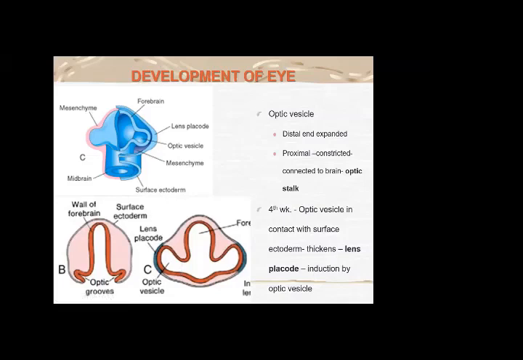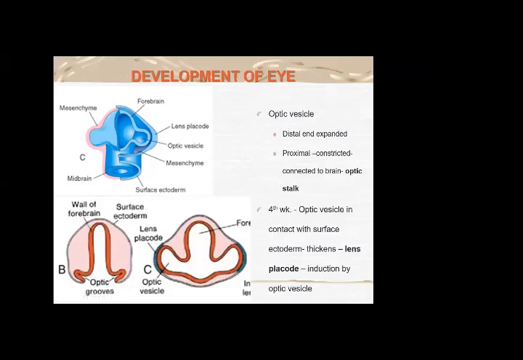Now, by the end of the 4th week, the optic vesicle comes in contact with the surface ectoderm. This is the surface ectoderm. So as the optic vesicle expands, the distal end of this optic vesicle dilates, it grows laterally towards the surface ectoderm, and then it comes in contact with the surface ectoderm.